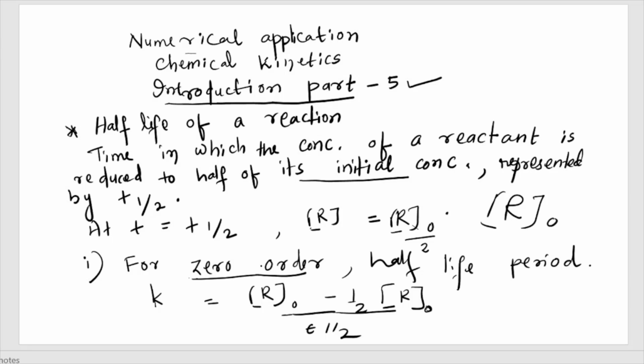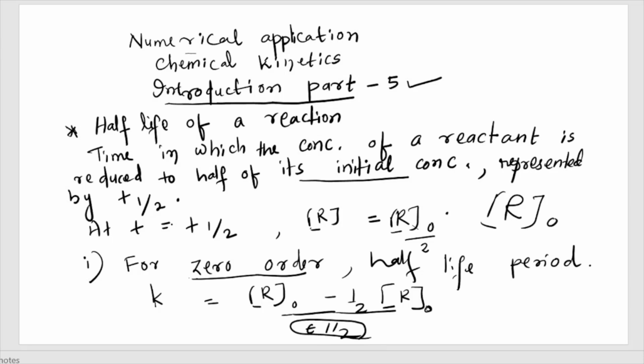So for zero order, what is the half-life period? How can you calculate half-life period? K equal to R0 minus half R0. That means here the final is half R0. So what is the meaning here? This is for T half. Remember this equation for T half.